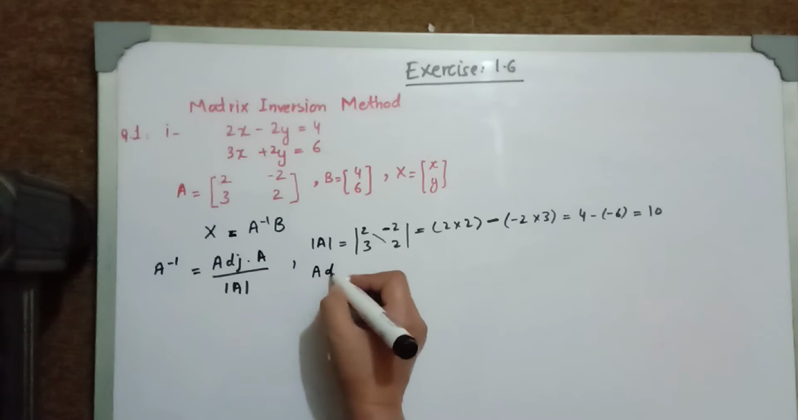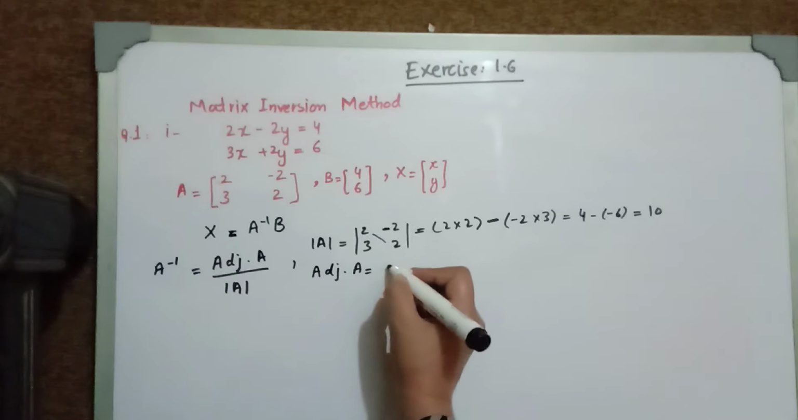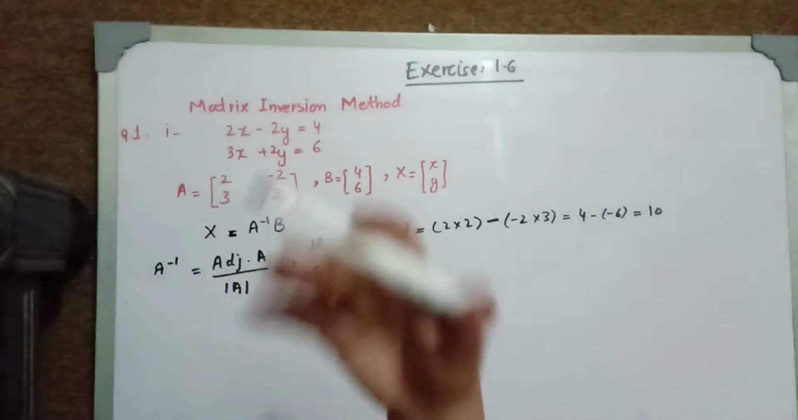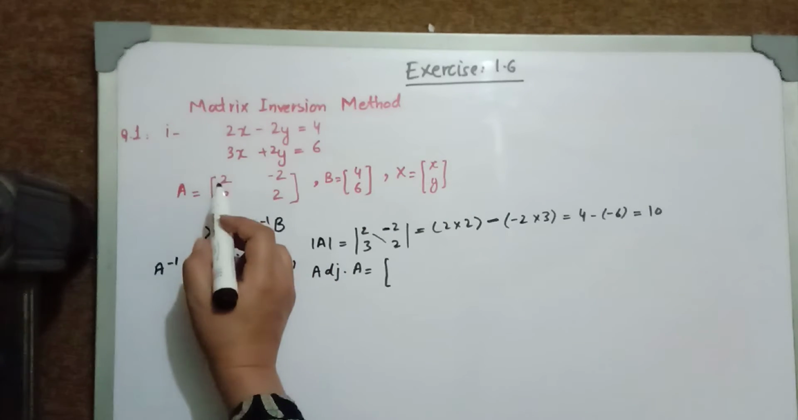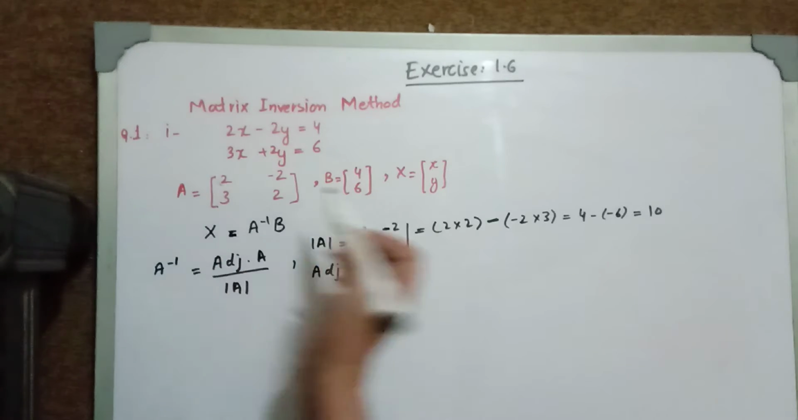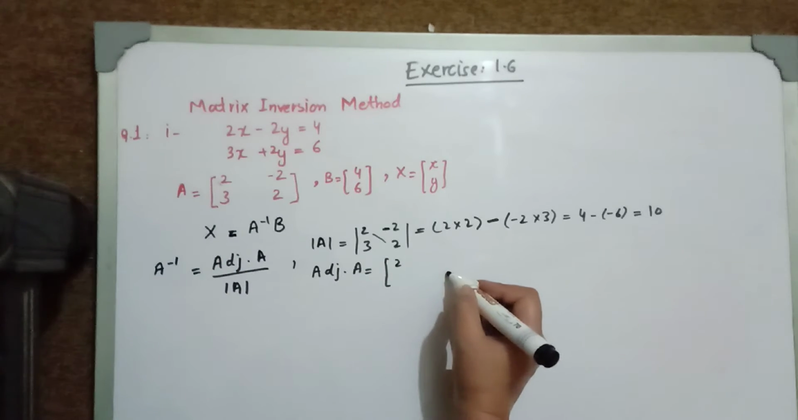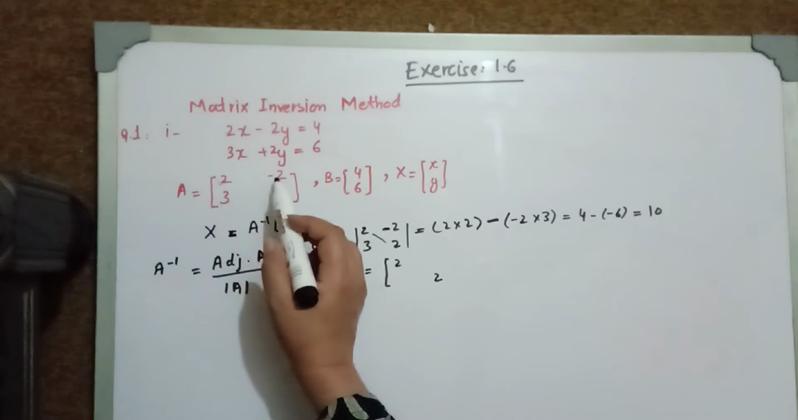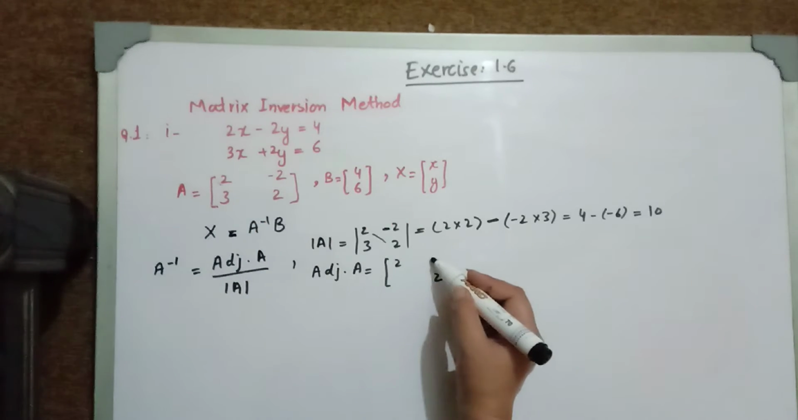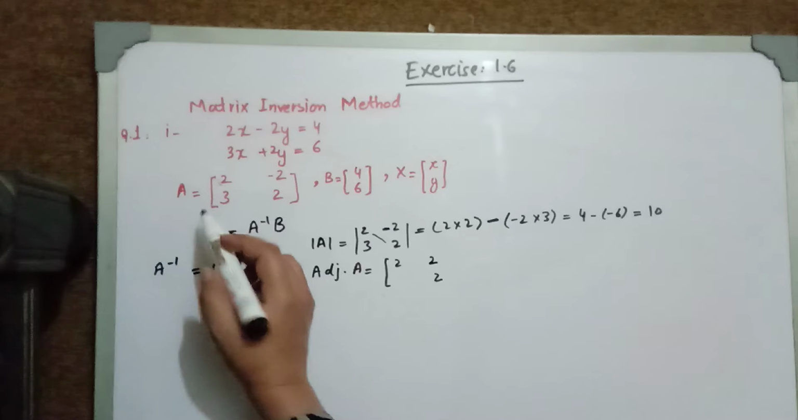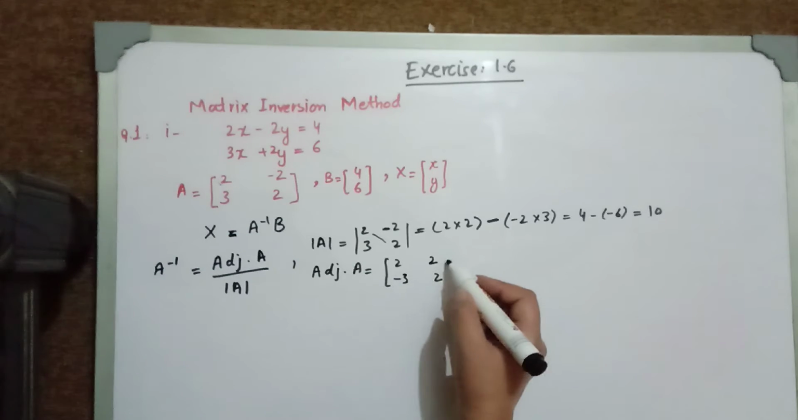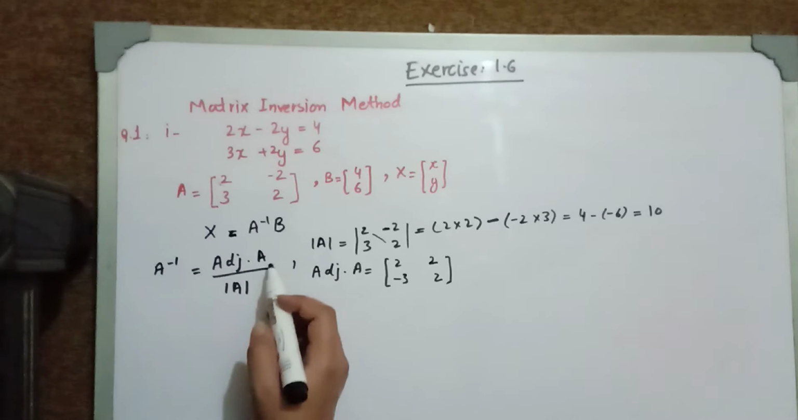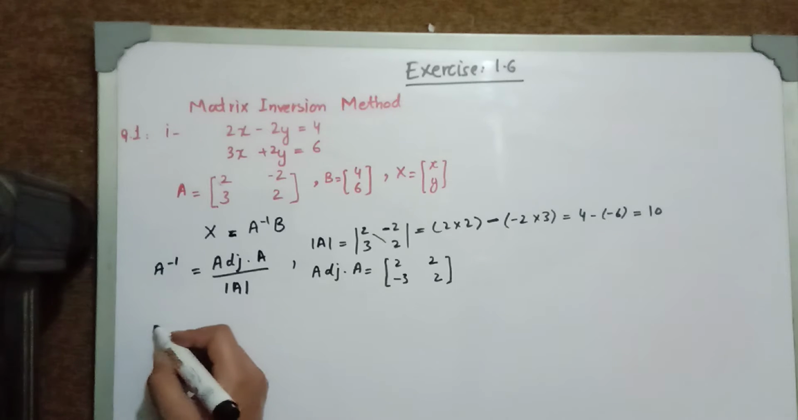So now let's find the adjoint of this matrix A. For the adjoint, first we swap the places of the first diagonal. This is our first diagonal here, 2 and 2, and both are the same, so there won't be any change anyway, right? And for the second diagonal, we change their signs. Here we have minus 2, it will become plus 2. 3 is already positive, so it will become minus 3, and that's all. This is the adjoint of A. Now we can find the inverse of A, because we have both things: the adjoint of A and the determinant of A. So let's put the values.